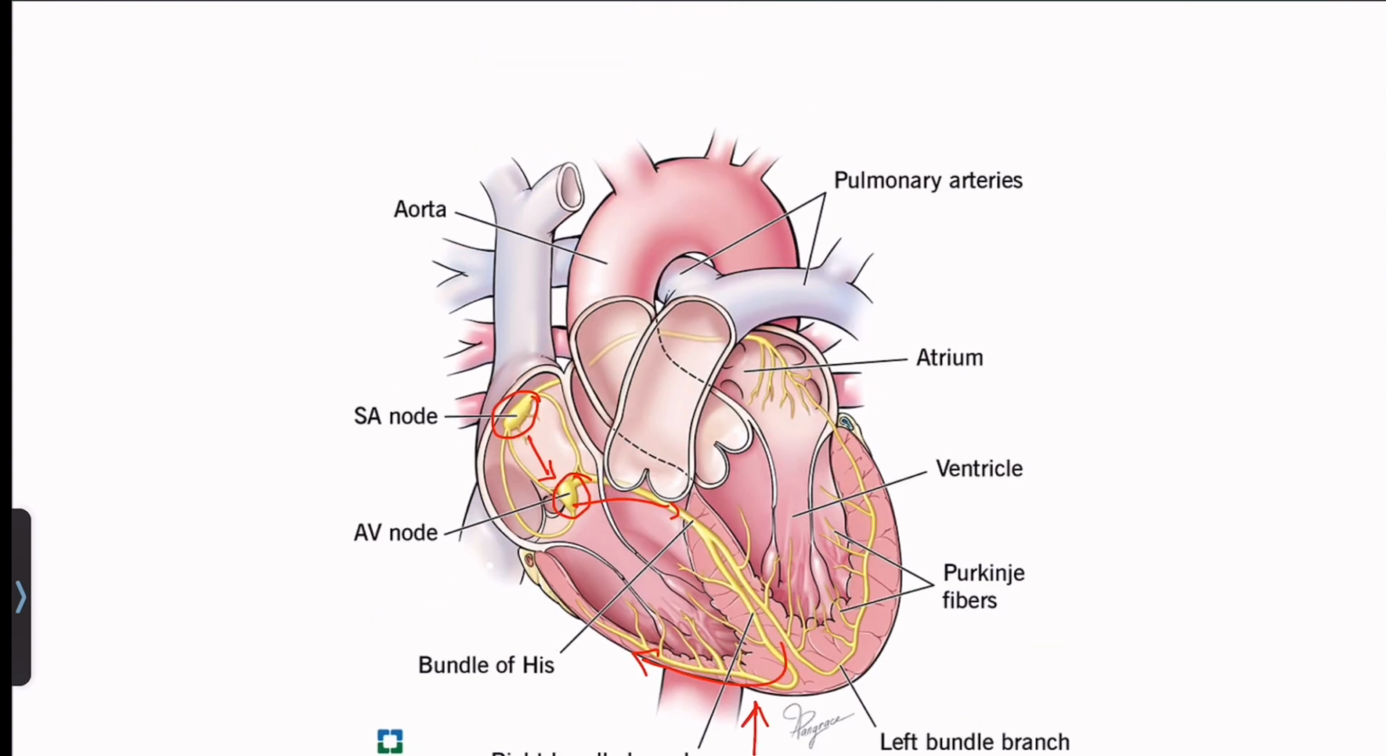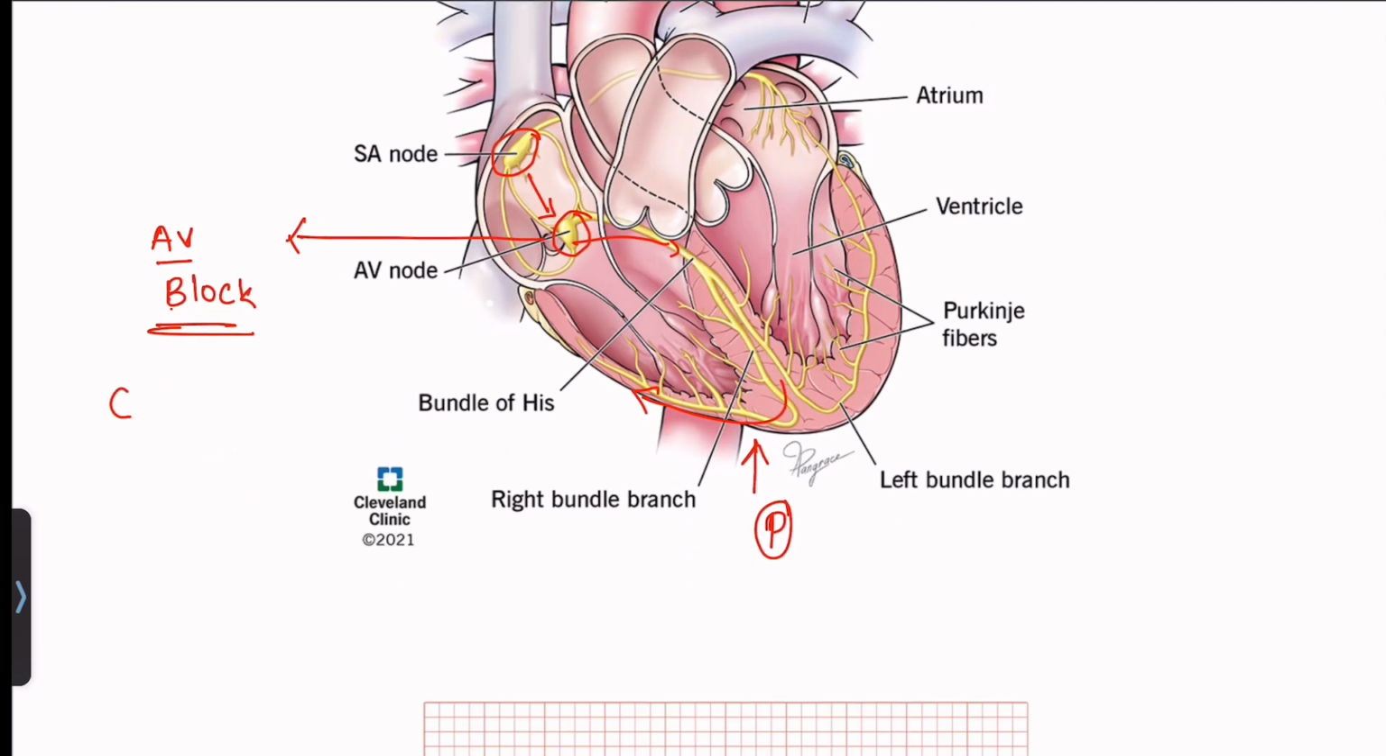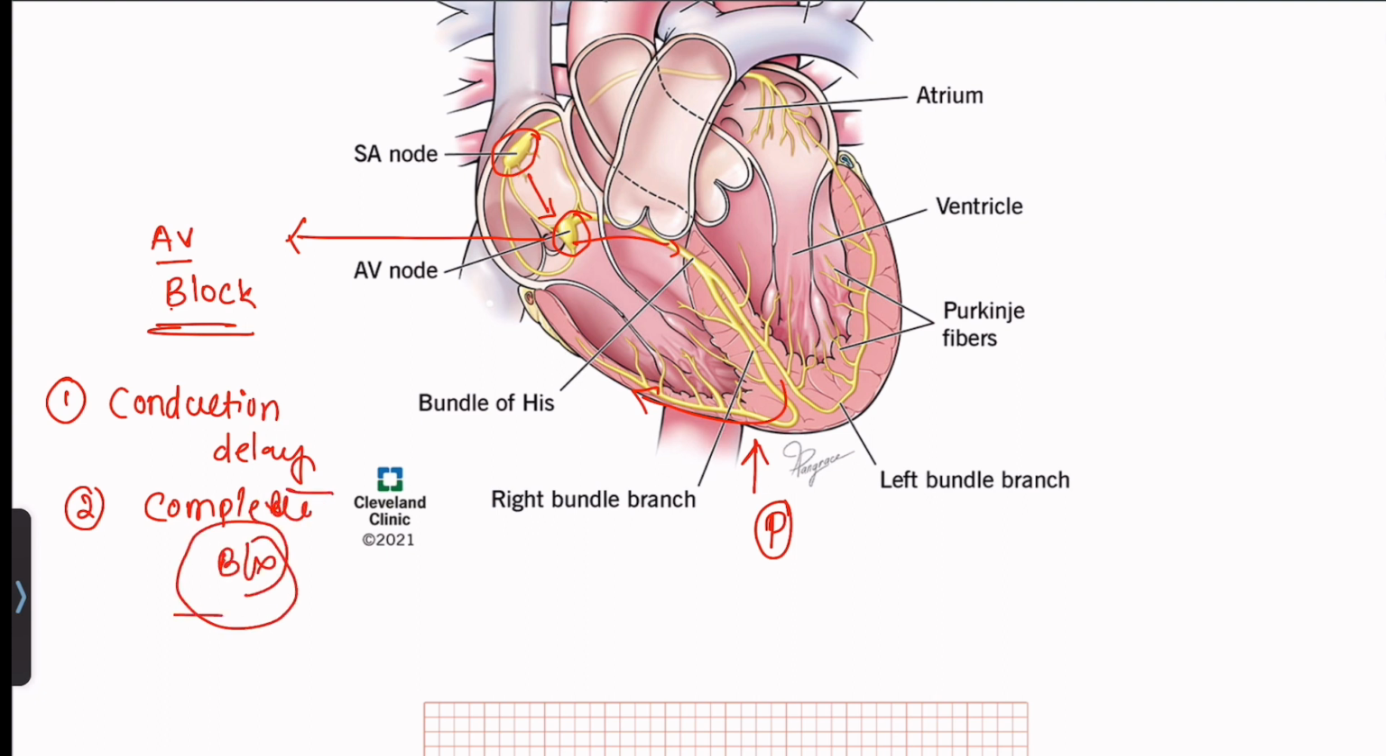Okay. In general, in AV block there will be a conduction delay or there will be complete blockage of impulse. So from the SA node, the impulse is sent to the AV node and from there to the ventricle through the bundle of His and Purkinje fibers.